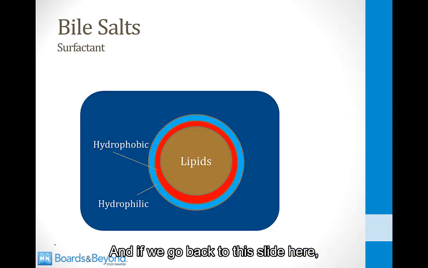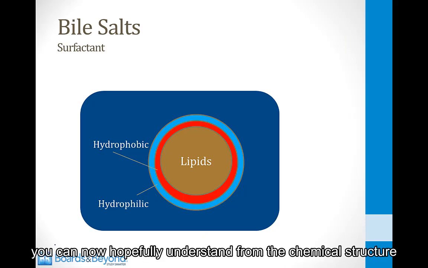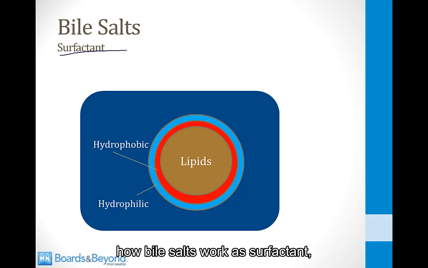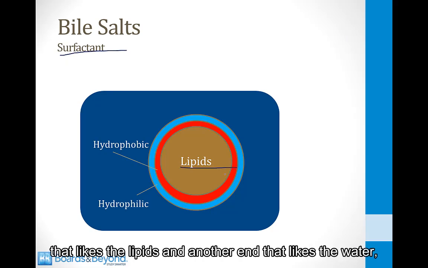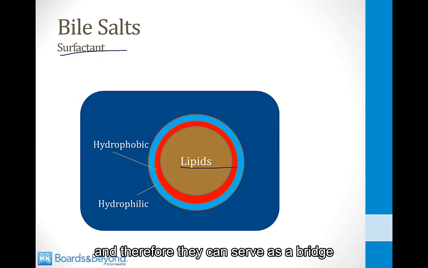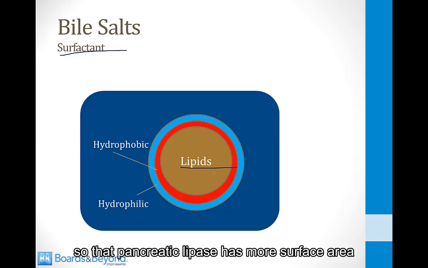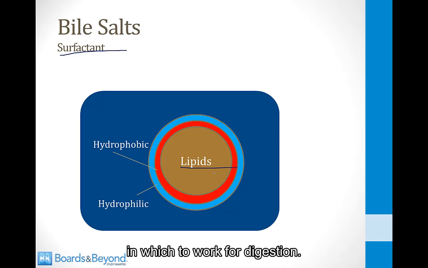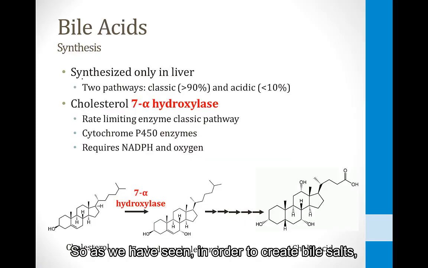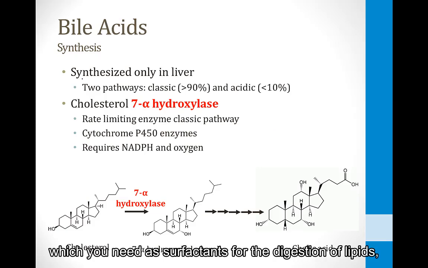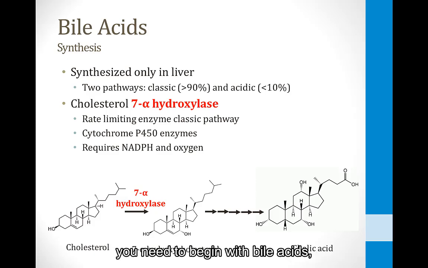And if we go back to this slide here, you can now hopefully understand from the chemical structure how bile salts work as surfactants. Now they have one end of the molecule that likes the lipids and another end that likes the water, and therefore they can serve as a bridge between the lipid and water environments, and they can suspend those lipid molecules in solution so that pancreatic lipase has more surface area in which to work for digestion. So as we have seen, in order to create bile salts, which you need as surfactants for the digestion of lipids, you need to begin with bile acids.